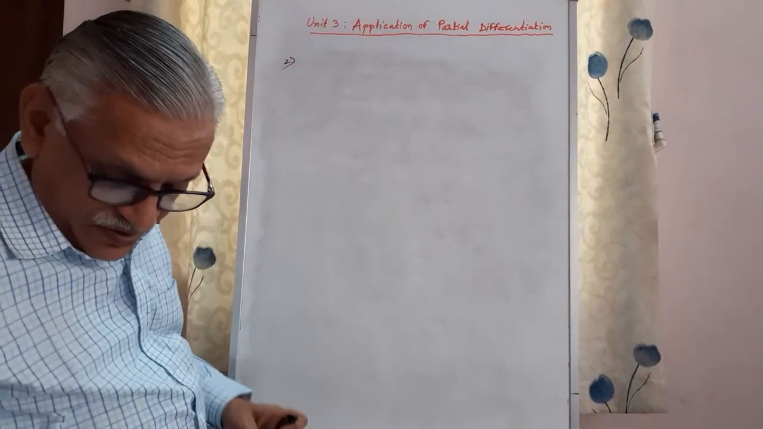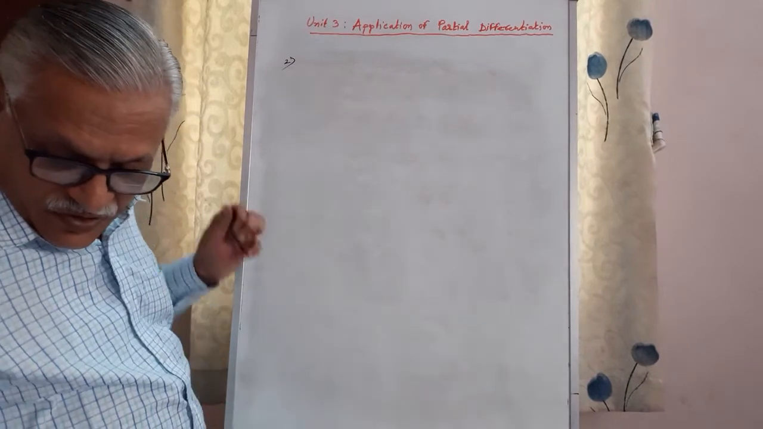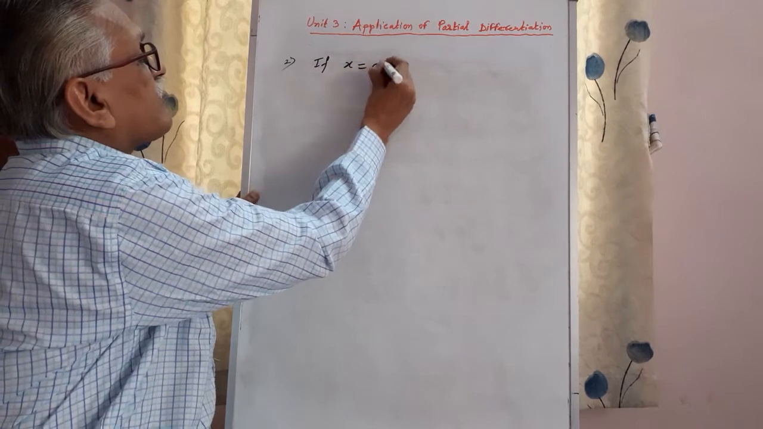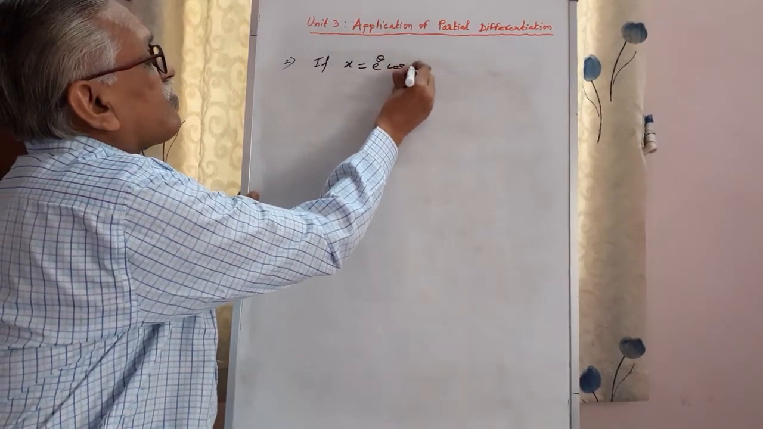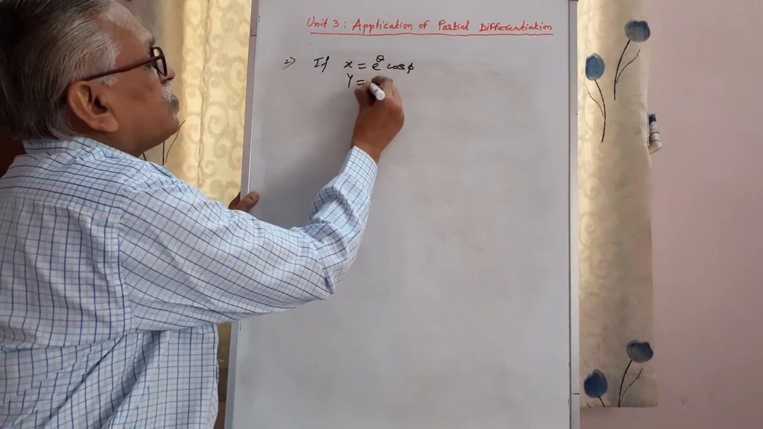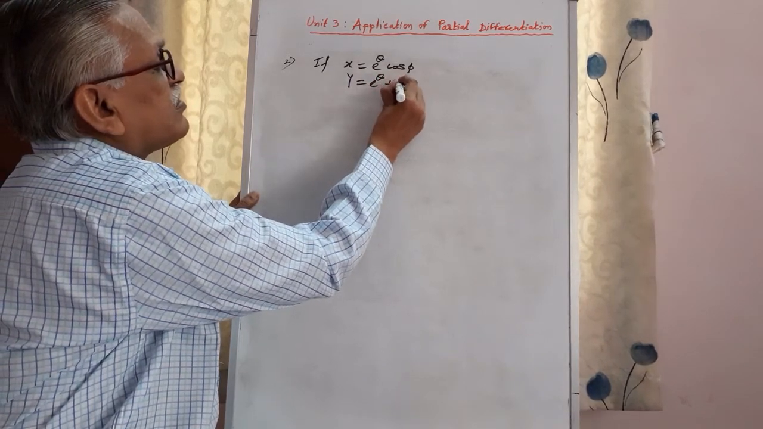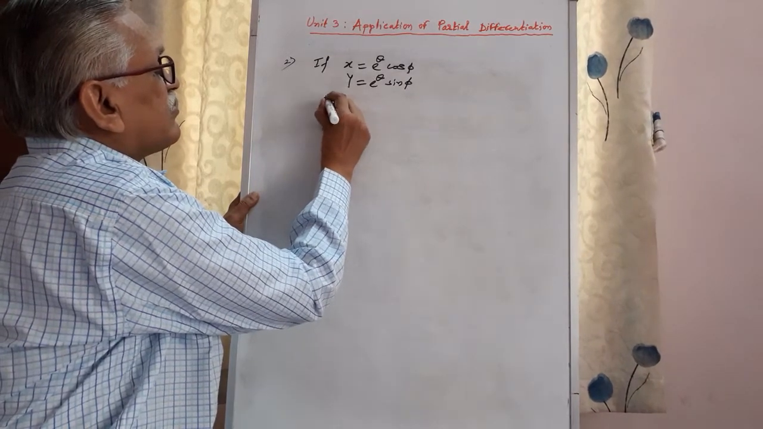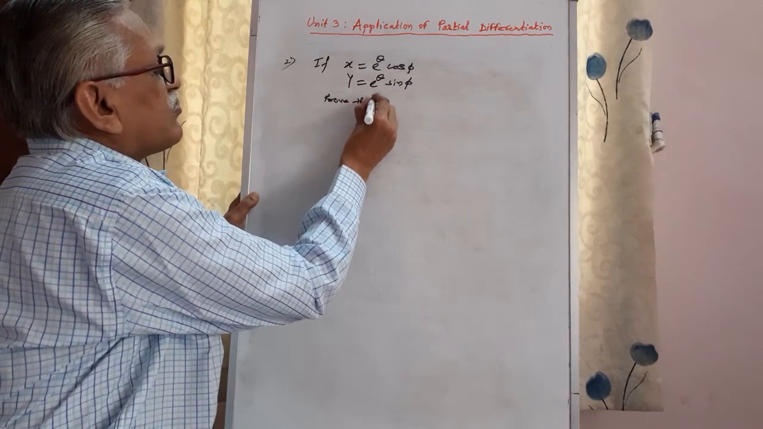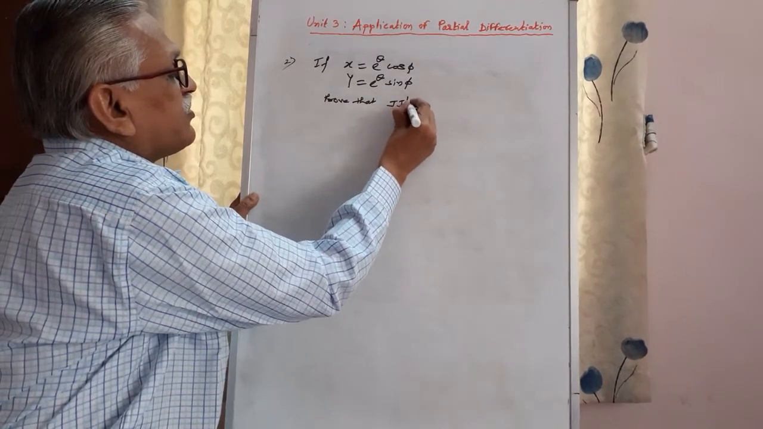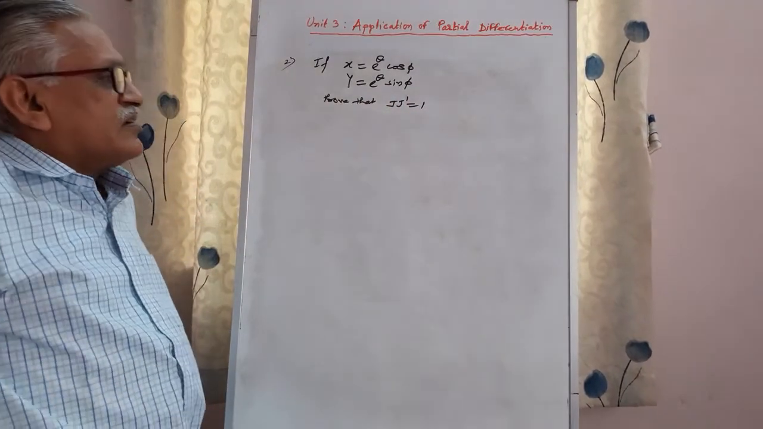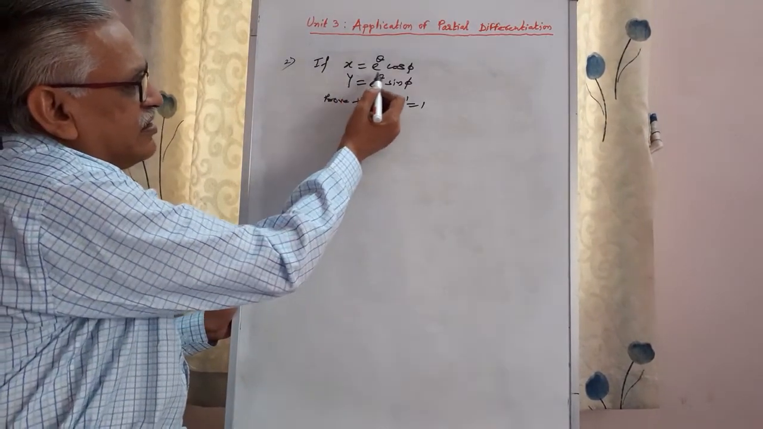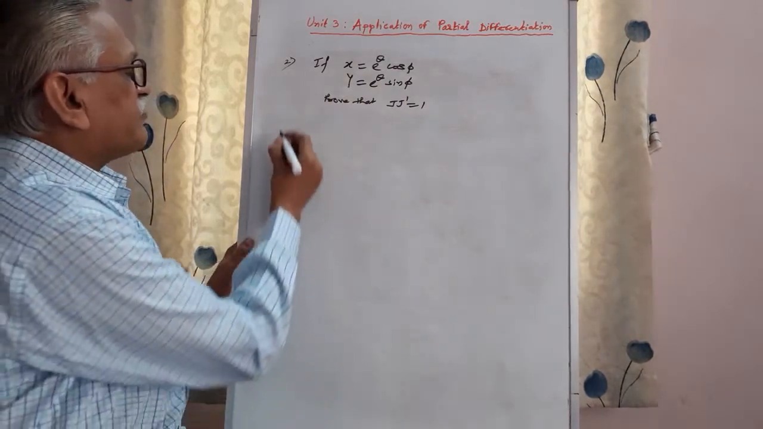Second problem, if x is equal to e raised to theta cos phi, y is equal to e raised to theta sin phi, then prove that J J dash is equal to 1. Here x and y are functions of theta and phi.